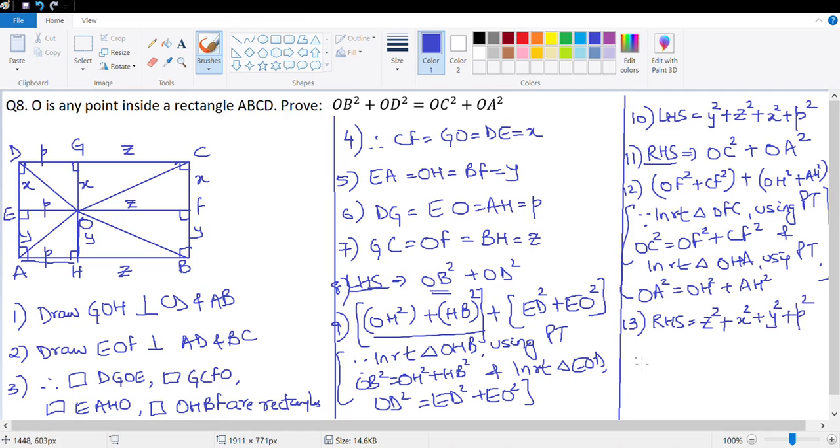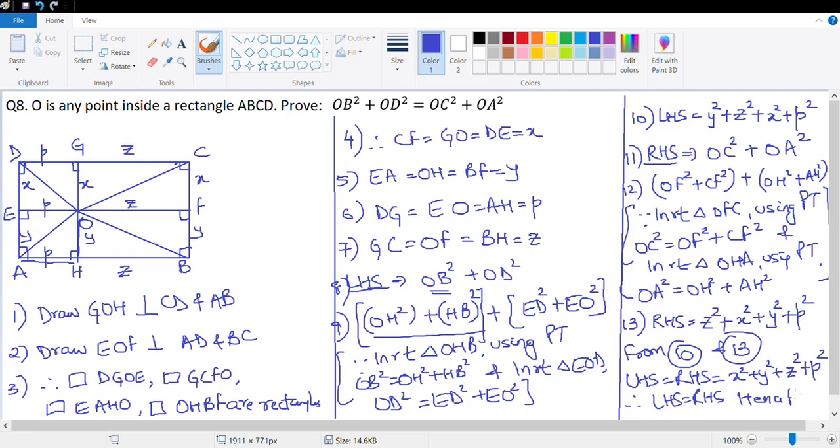So from 10 and 13, we get LHS is equal to RHS is equal to X square plus Y square plus Z square plus P square. Therefore, LHS is equal to RHS, hence proved. So I've solved this using the algebra method. You can solve it using the other method as well.